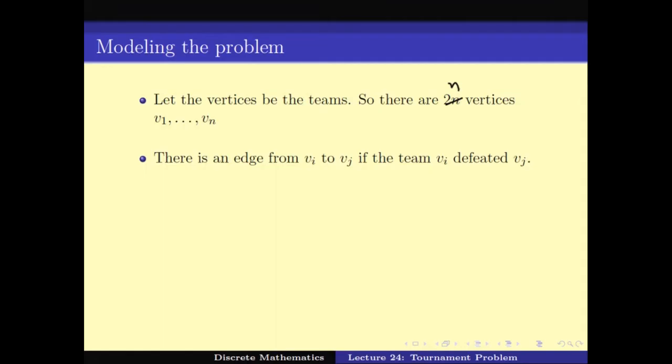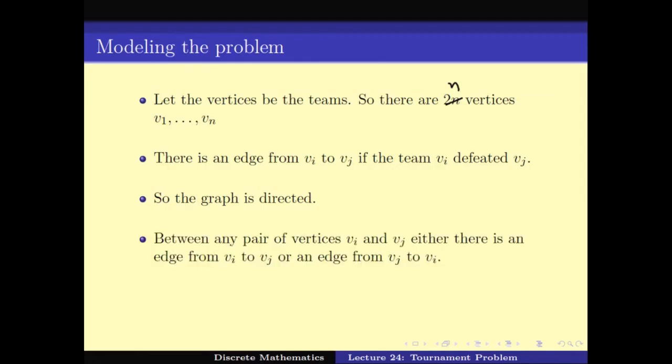Since vi defeated vj does not imply vj defeated vi, the graph is directed. So here it is not an undirected graph, but a directed graph. And moreover, between any two vertices vi and vj, since they have played with each other, there must be exactly one edge, meaning there is an edge either from vi to vj or from vj to vi, not both.